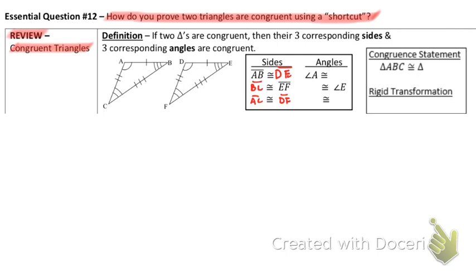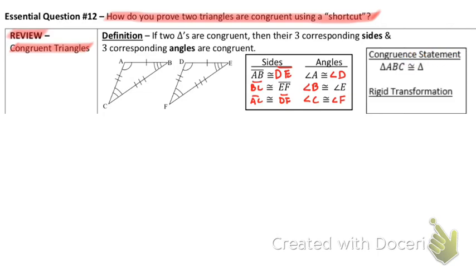Now we're going to look at the angles. So angle A is congruent to angle D because they have a matching arc. Angle E is congruent to angle B because they have 3 arcs. And last but not least, angle C will be congruent to angle F because of 2 marks. So angle C, angle F. Because all 3 sides are congruent and all angles are congruent, we can then say these 2 triangles are congruent, and we would write our congruent statement.